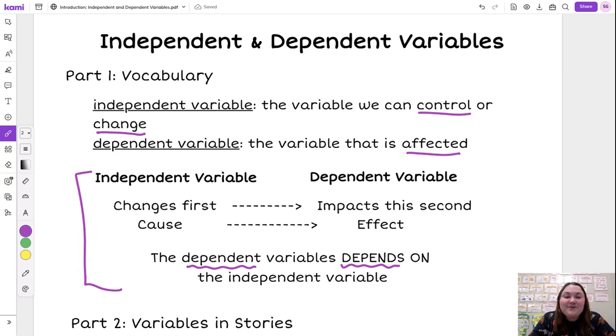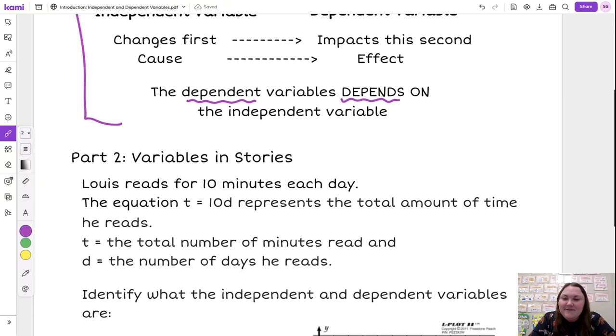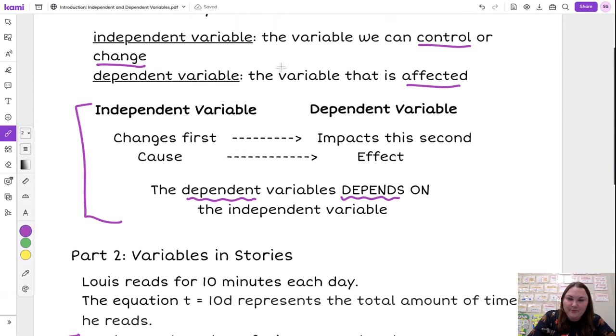I'm going to give you a story as an example. For example, Louise reads for 10 minutes each day. The equation T equals 10D represents the total amount of time he reads. T represents the total number of minutes read, and D represents the number of days read. The very first thing we're going to do with this story is identify what the independent and dependent variables are. There are two variables, the total number of minutes read and the number of days he reads. We are trying to figure out which one is independent and which one is dependent.